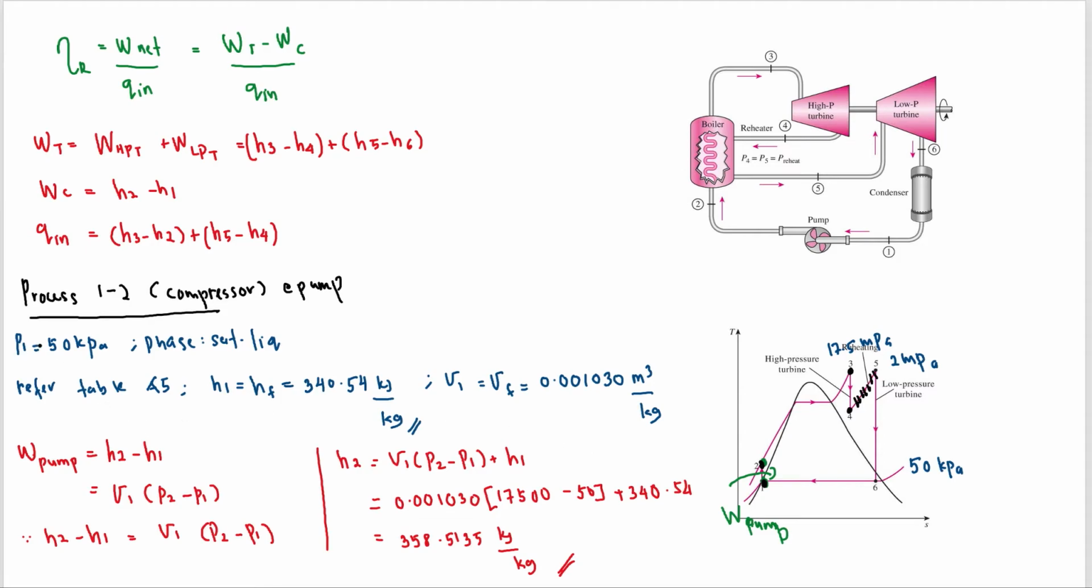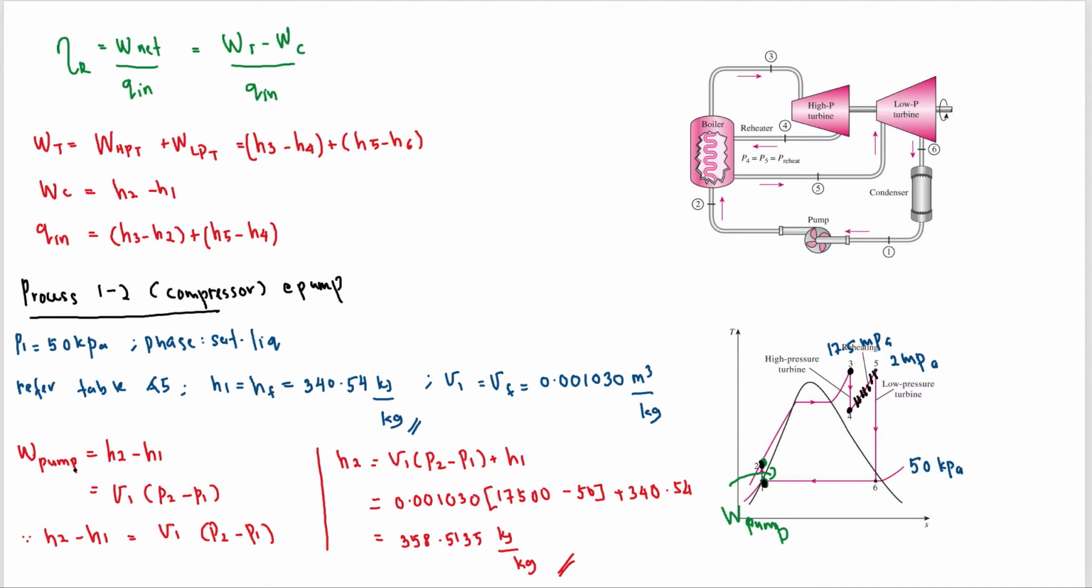At state 1, the pressure is 50 kilopascal and the phase is saturated liquid. So we refer to table A5 and we find h_f, and h_f is equal to h1. This is the value of h1, and I also find the specific volume, v_f, and this is the value of v_f. I consider v_f as v1.